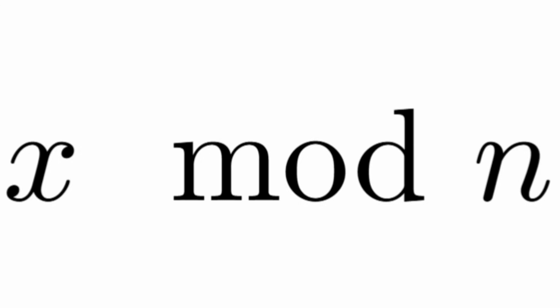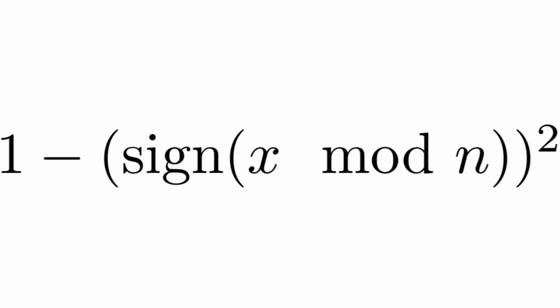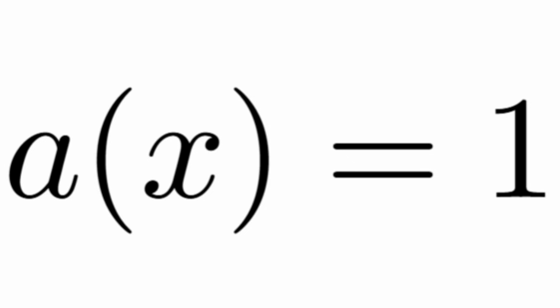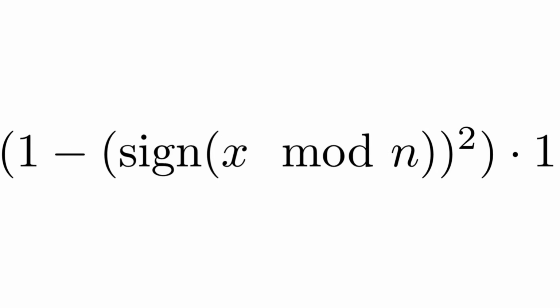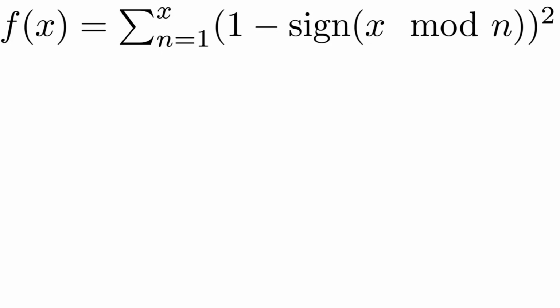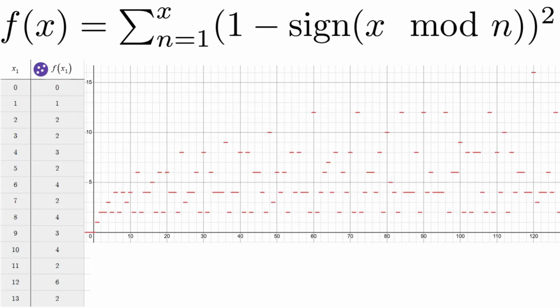Now x mod n will return 0 when x is divisible, and any number when it isn't. So we put that into our condition, and then not it to flip the boolean, giving us 1 minus sign of x mod n squared as our condition. Now our action is just 1, so we can multiply it, but it changes nothing. That leaves us with our final function as this. And if we test it, yes, it's correct. Here is a table of values. See how 6 has 4 factors, and all the primes have 2.